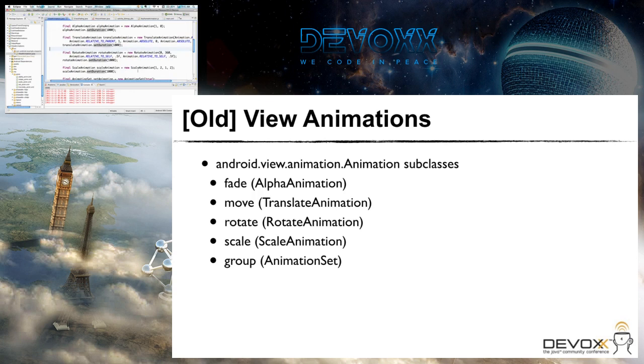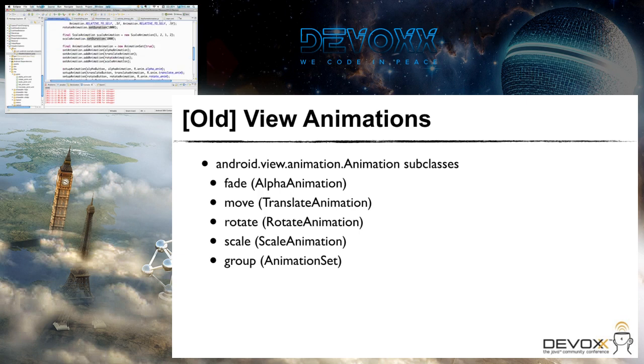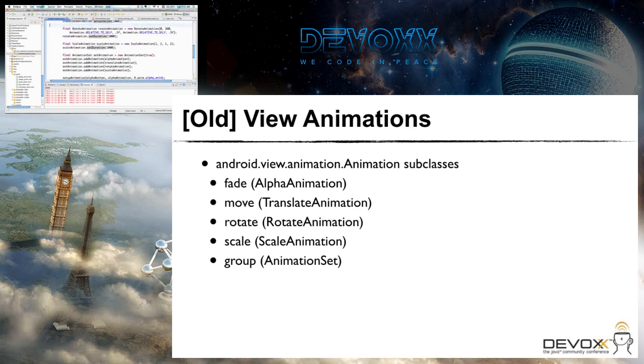Rotate animation, we're going to be rotating relative to self, which means basically around the center of the object, and we're going to rotate 360 degrees in a full circle. Scale animation, we're going to be scaling from 1 to 2, both in the X and the Y direction. And then animation set, we simply add the animations above.